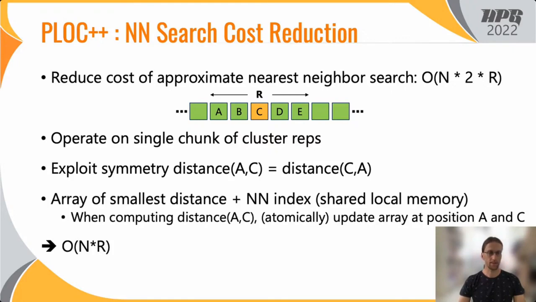To avoid redundancy, we store the smallest distance and the nearest neighbor index in shared local memory and scan only to the right of each element. So now when computing, for example, distance A and C, we update the distance and nearest neighbor index for both positions A and C. And we have to do this atomically, as neighboring work items / CUDA threads could access the same data. In the end, this avoids all redundant computations and essentially halves the complexity of the nearest neighbor search.